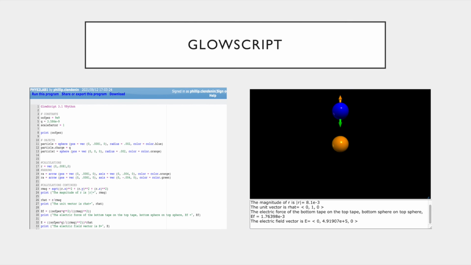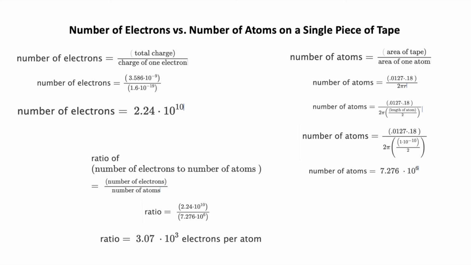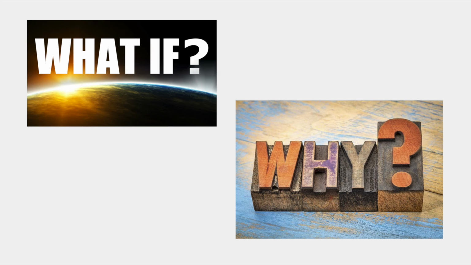Also, we considered the tapes to be point charges, which is inaccurate because the forces normally would be acting differently on different points of the strip of tape. Here are briefly the corresponding calculations for the number of electrons versus the number of atoms and their ratio. Finally, we get to the what-if and why questions.